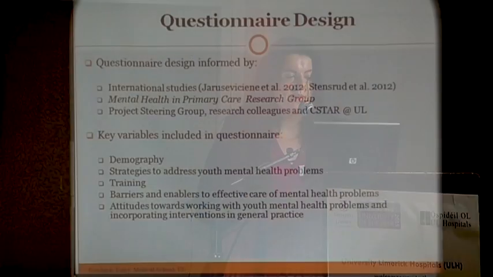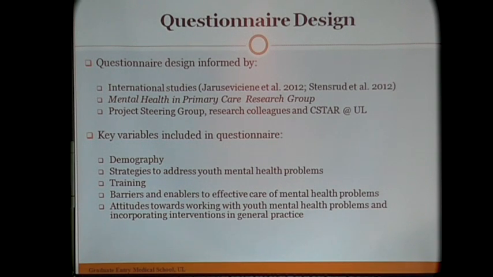The questionnaire design was informed by international studies looking at GP attitudes to addressing youth mental health problems, previous work by the Mental Health and Primary Care Research Group, and the instrument was reviewed by the Project Steering Group, research colleagues and CSTAR at UL. Key variables included demographic variables, strategies adopted by GPs to address youth mental health, current level of training and previous attitudes towards previous training received in youth mental health, barriers and enablers to effective care of mental health problems, and GP attitudes towards working with youth mental health, and also their attitudes towards incorporating brief interventions in practice.